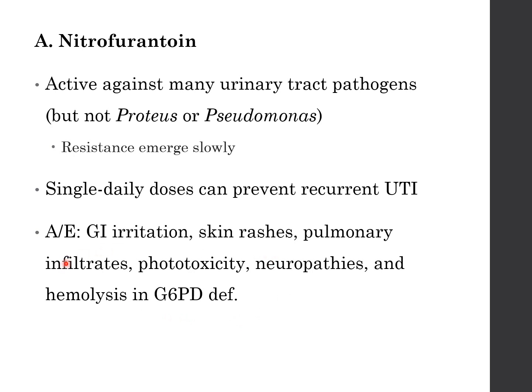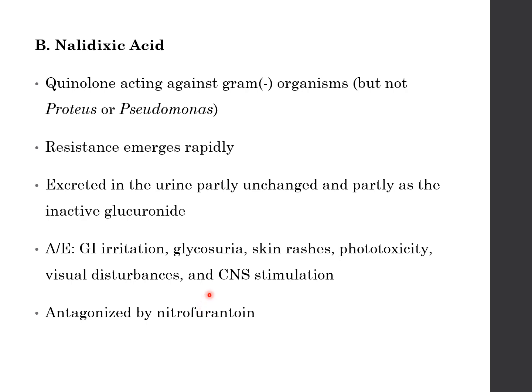being born with the congenital metabolic deficiency of glucose-6-phosphate dehydrogenase. Okay. Then you have your nalidixic acid, which is a quinolone acting against gram-negative organisms, but is still not effective against Proteus and Pseudomonas. Unlike nitrofurantoin, resistance emerges rapidly. It is excreted in the urine partly unchanged and partly as inactive glucuronide. Adverse effects would be GI irritation, glucosuria, skin rashes, phototoxicity, visual disturbances, and senescence stimulation. This is antagonized by nitrofurantoin.